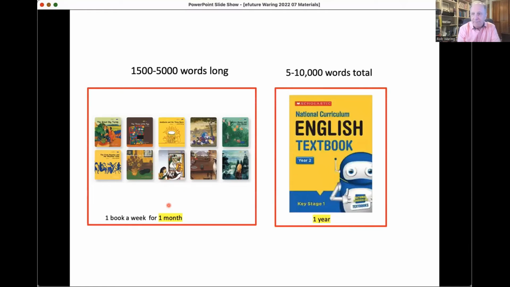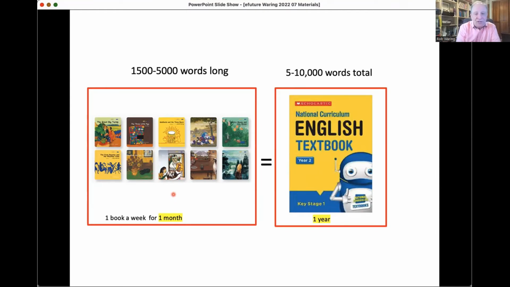It's about the same. So if they're reading only 1 book a week, reading for 1 month is the same as reading that. If they're reading 1 book a week for 52 weeks, it's the equivalent of 12 course books. So we can see here, there are huge benefits for extensive reading. And 1 story is only about an hour, 40 minutes, something like that.